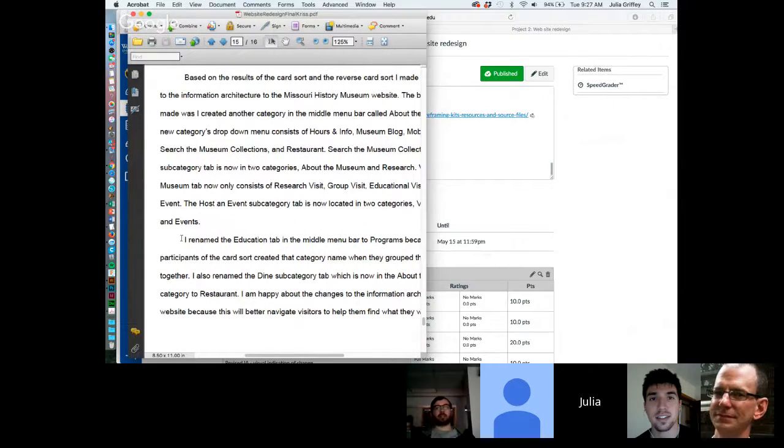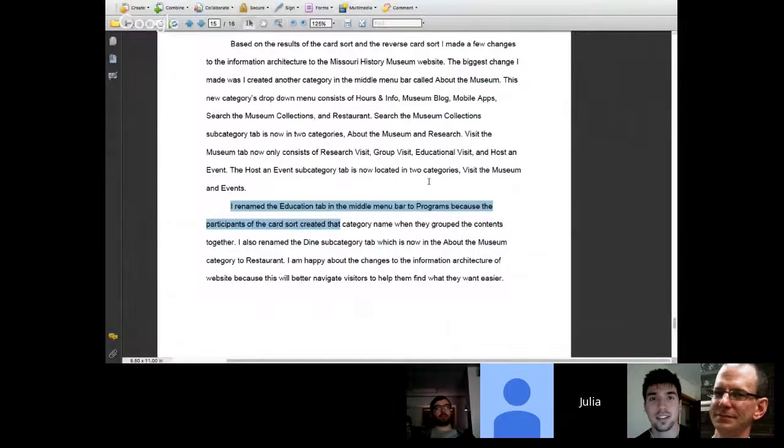Exactly. So, but this sentence right here, I renamed the education tab in the middle menu bar. Let me make this bigger so we can see. The participants of the card sort created the category name when they grouped the contents together. So a new education tab was created underneath programs because participants of the card sort created a category name when they grouped the contents together. It's just not writing in the first person. Okay. You know what I mean?